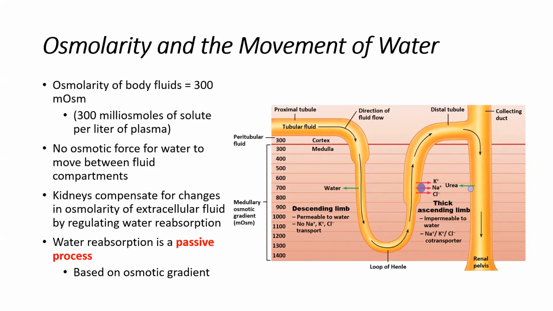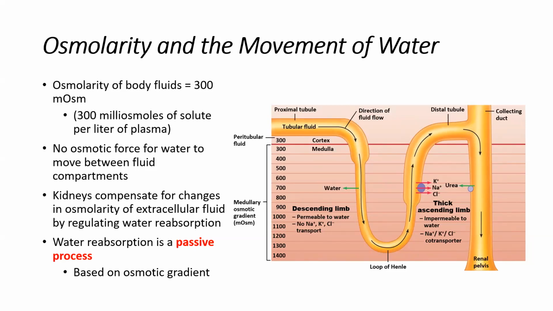And remember, we need a solute difference, a solute gradient in order to move water. And so if we don't have a solute gradient, then we have no osmotic force. We have no osmotic pull. We have no ability for water to move if we don't have the movement or the gradient of solutes. So typically we don't see the movement of water in between our fluid compartments. It pretty much stays the same.